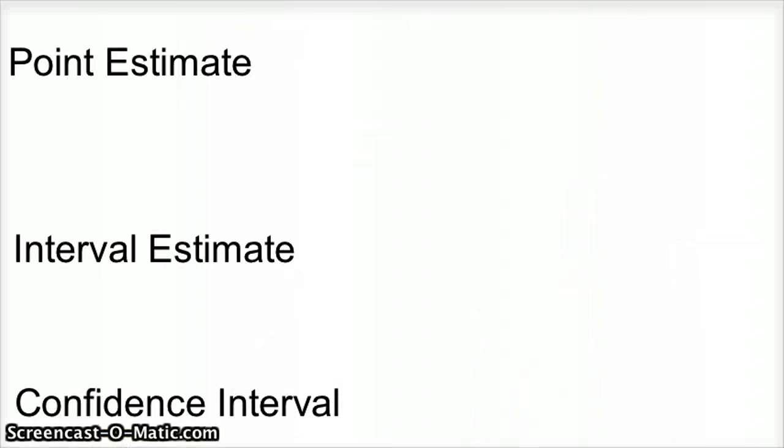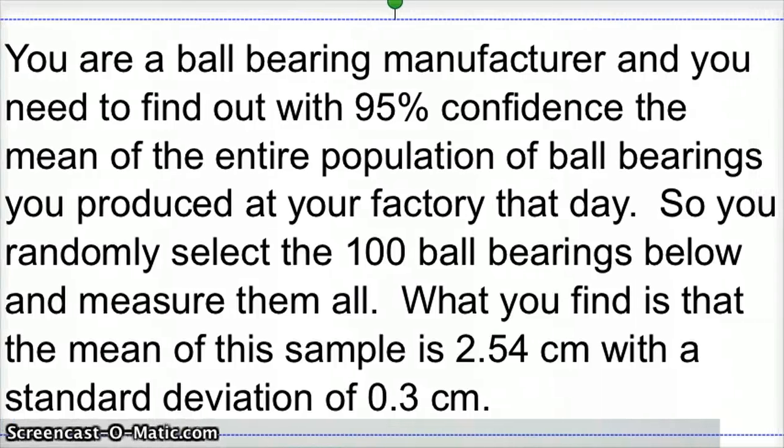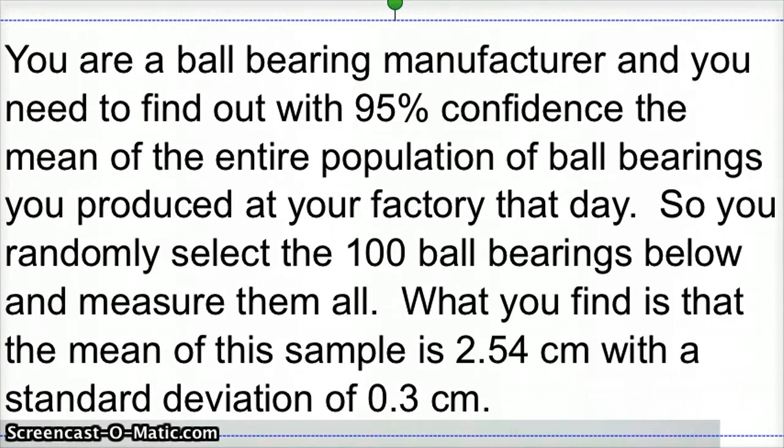So the first thing we have is a point estimate. That's generally the first thing you find when you have a set of data. So I have a problem here. You're a ball bearing manufacturer and you need to find out with 95% confidence the mean of the entire population of ball bearings you produced at your factory that day. So you randomly selected the 100 ball bearings below and measured them all. What you find is that the mean of this sample is 2.54 centimeters with a standard deviation of 0.3 centimeters.